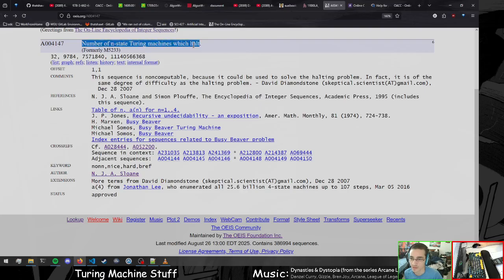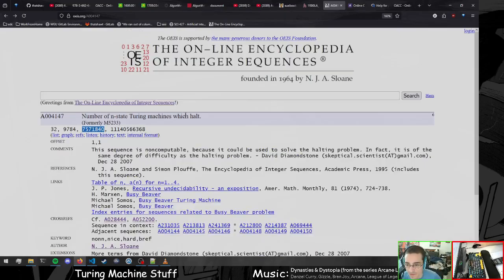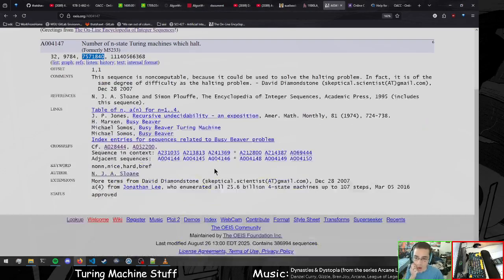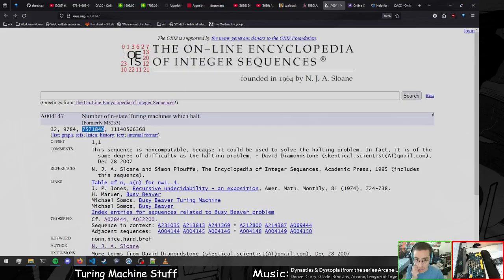Look at this. Number of n-state Turing machines which halt. We got the same number. We got literally the same number. What are these people talking about? Oh my god, what? Jesus Christ. Alright.